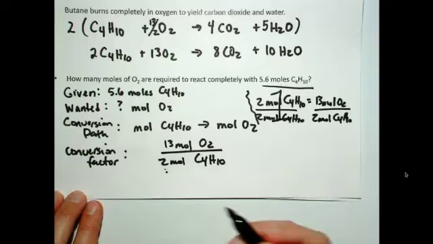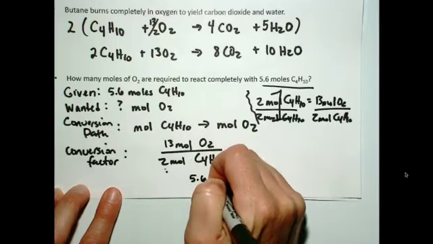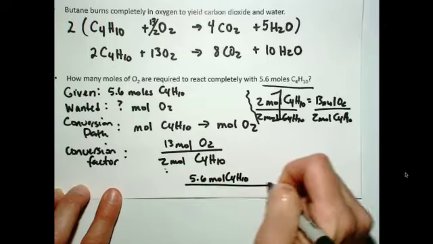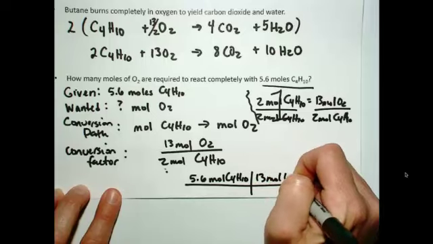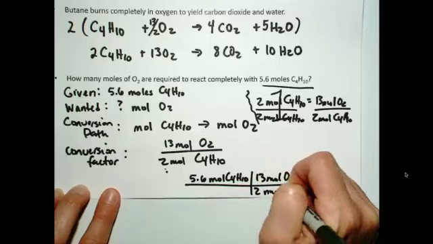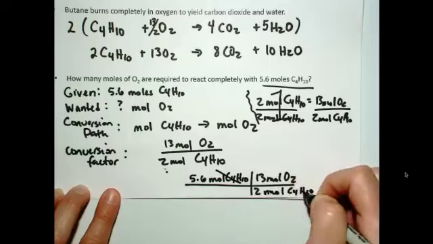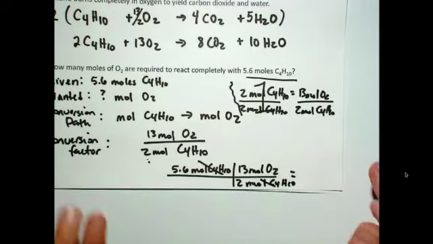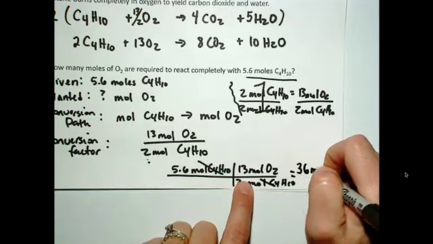All right, and so then just to work the problem, you just start with what's given, 5.6 moles of butane times the conversion factor, 13 moles of oxygen are consumed every time I combust 2 moles of butane. That's what that means. The moles of butane is going to cancel, and we'll be left with the desired units, which is moles of oxygen. And so when you do the math there, you get 36 moles of oxygen.